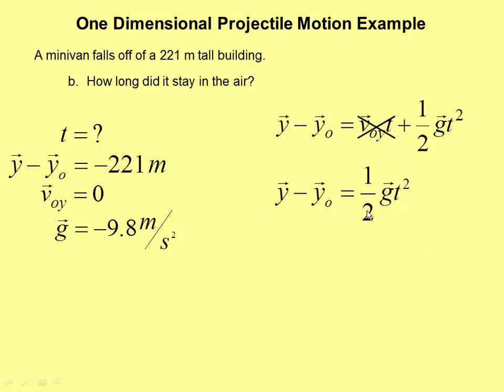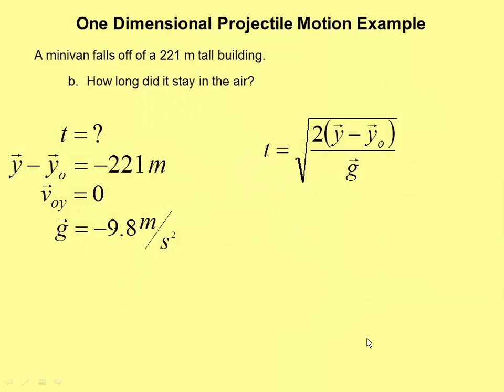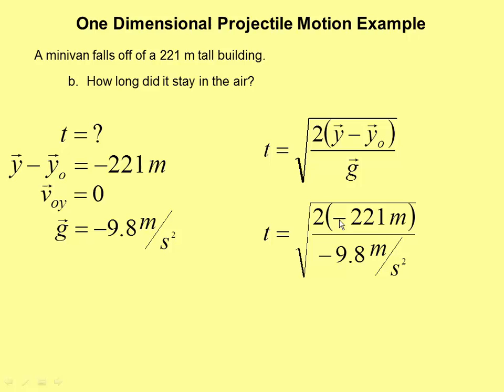Move the 1/2, multiply by 2. Move the g, divide by g. So there's multiplying by 2, divide by g. And now we need to take the square root. Now technically we get the positive or negative root, but it's time. Time only runs in one direction, so we want the positive answer. Plug in your numbers. Notice again the negatives cancel here.